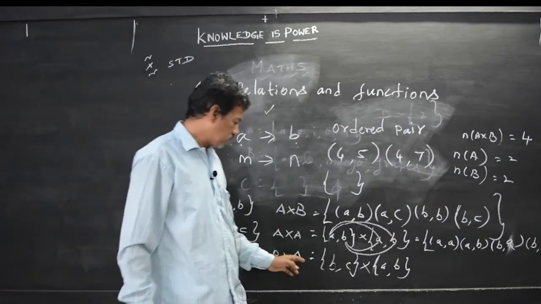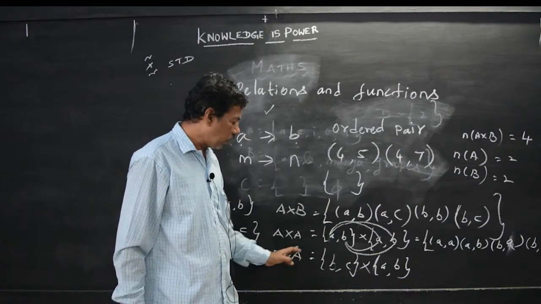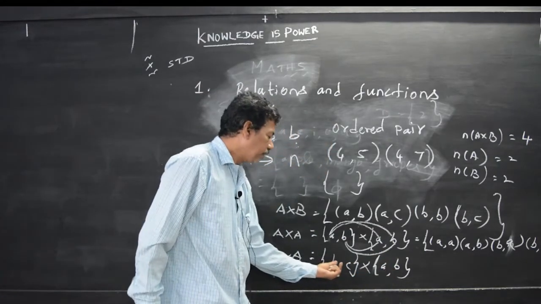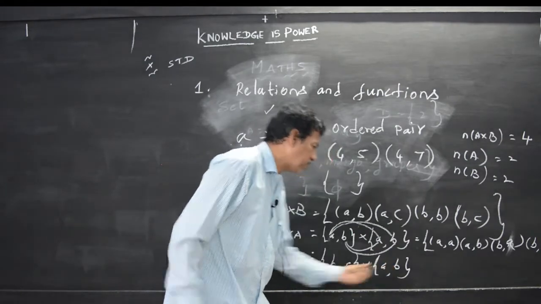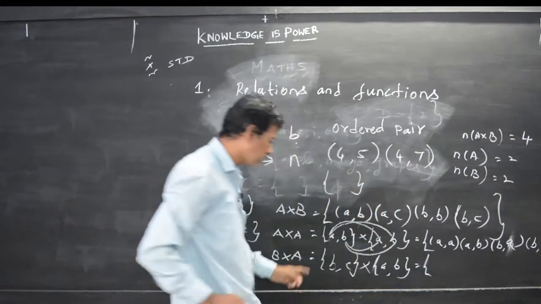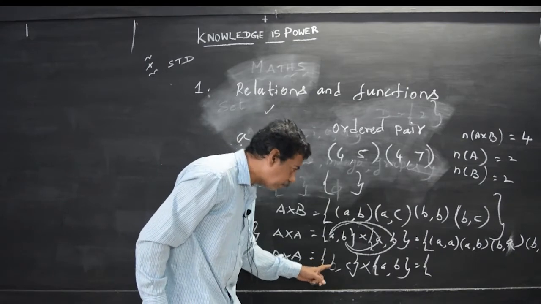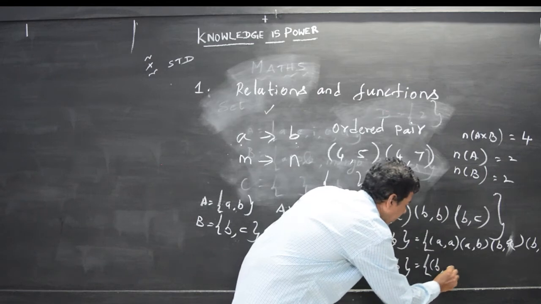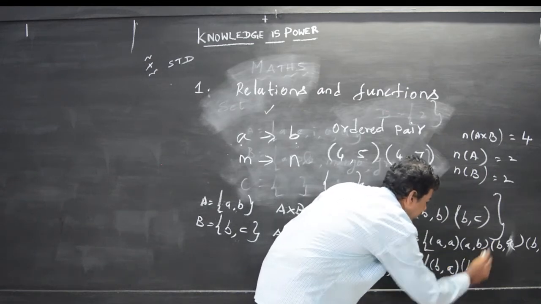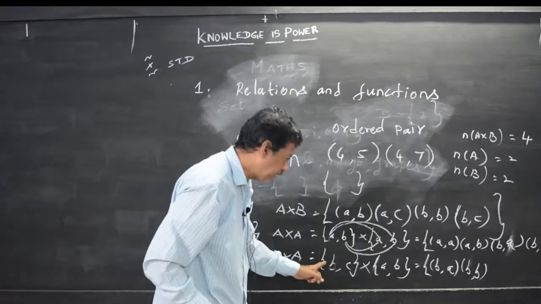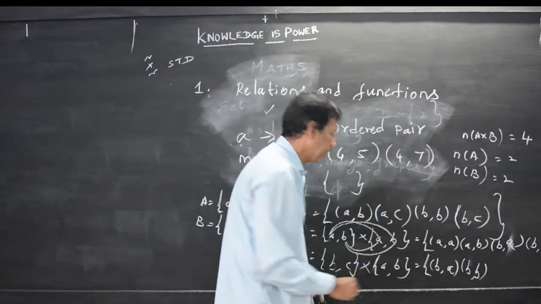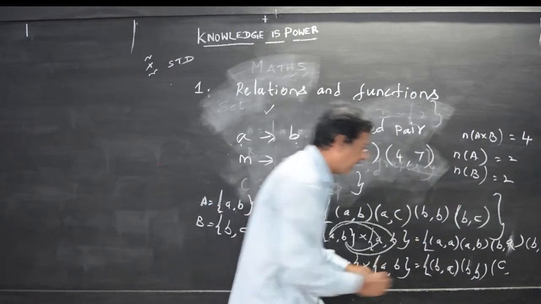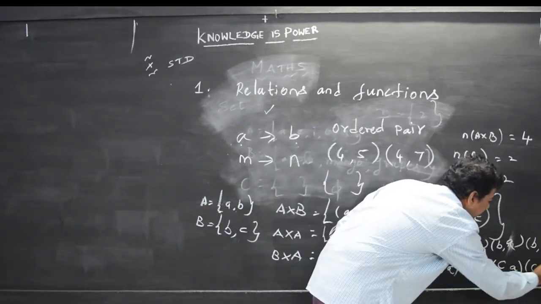Then for the third one, B cross A. Take out the first element and pair it with these two things, then take out the second element and pair it with these. So what answers do we get? First take out B: B comma A and B comma B. Next, C comma A and C comma B.